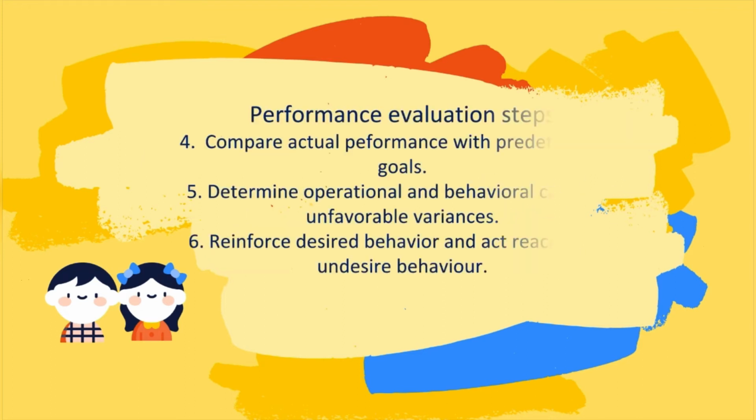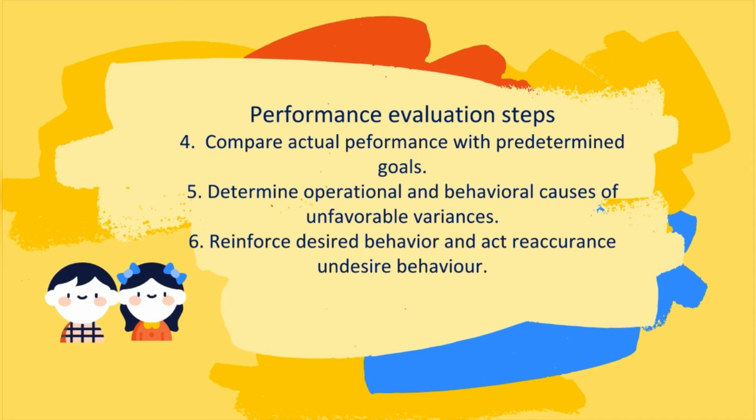And then let's see the performance evaluation steps. The fourth is compare actual performance with predetermined goals. The comparison of actual and expected performance is done through periodic performance reports, promptly reported to the individuals responsible for segments and activities. Fifth, determine operational and behavioral causes of unfavorable variance. And the sixth is reinforce desired behavior and correct the undesired behavior. The last step is to correct our performance in order to improve the undesired behavior so we can come up with better behavior.